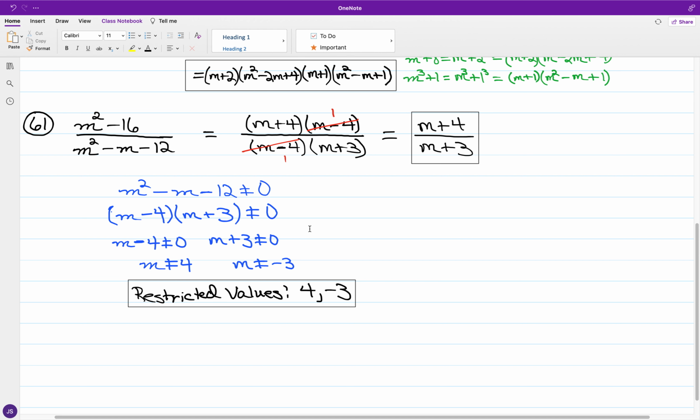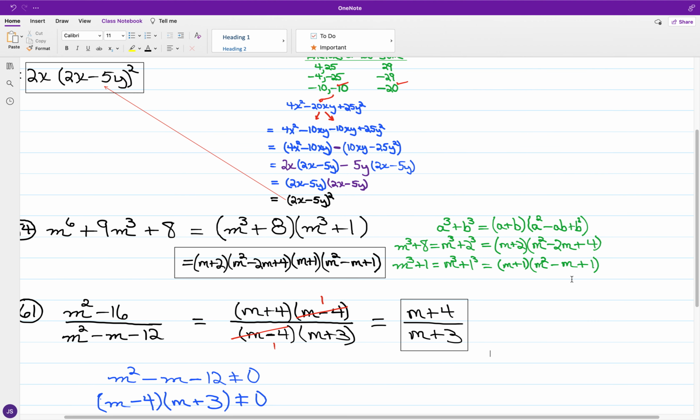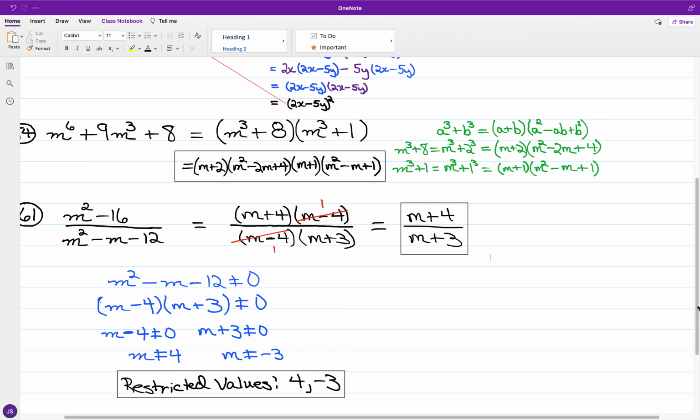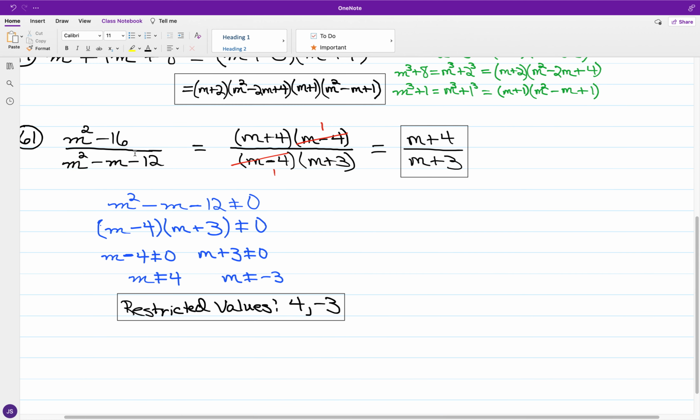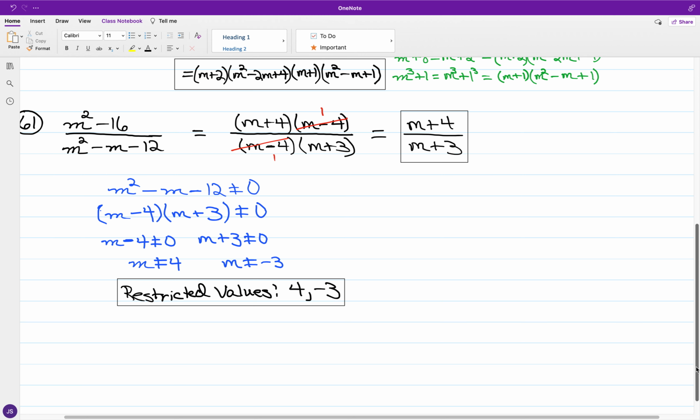And let me mention, again, the restricted values come not from the simplified form of the ratio, but from the original, because for the original to be defined, m cannot be 4 or negative 3. If I had started out with the simplified ratio, there would have been just one restricted value, the one that would cause m plus 3 to be 0, which is negative 3. But you have to go with the original form and find out what would cause the denominator to be 0, and so we have 4 and negative 3.